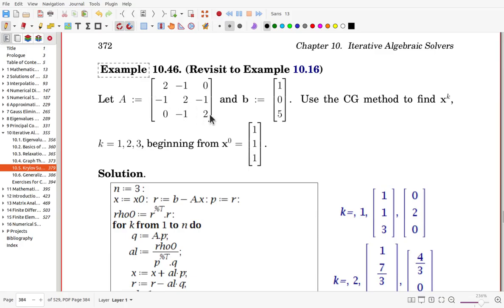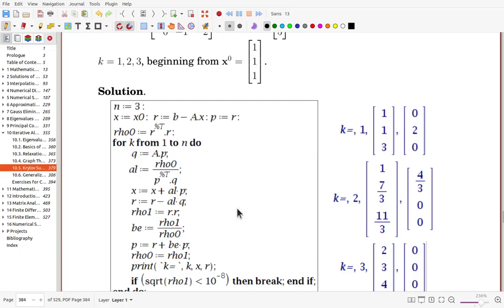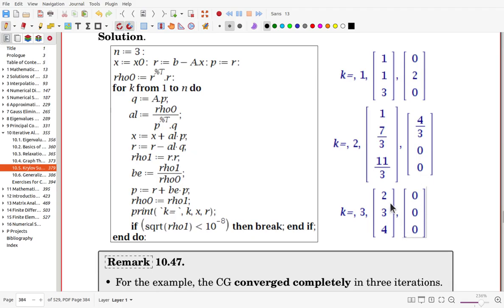The matrix, the right-hand side b, and the initial x0 is 1, 1, 1. For that one, we implemented the second version of the conjugate gradient method. After one iteration, this is x1 and r1, the residual. After two iterations, we have this x, and this is the residual. After three iterations, this is the exact solution, and the residual is 0. So after three iterations, it converged completely.